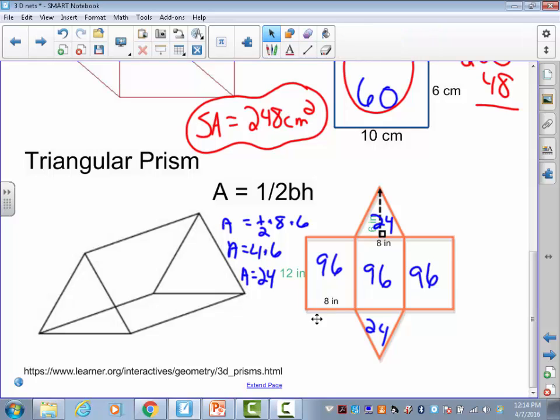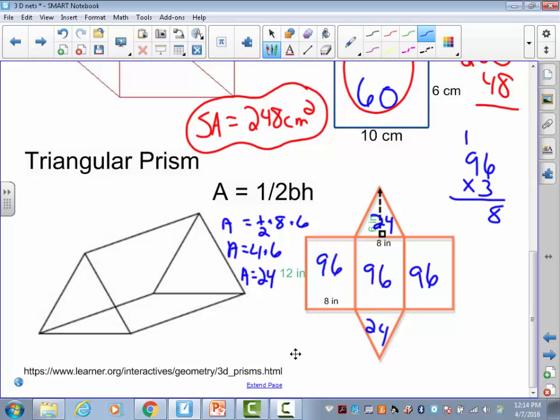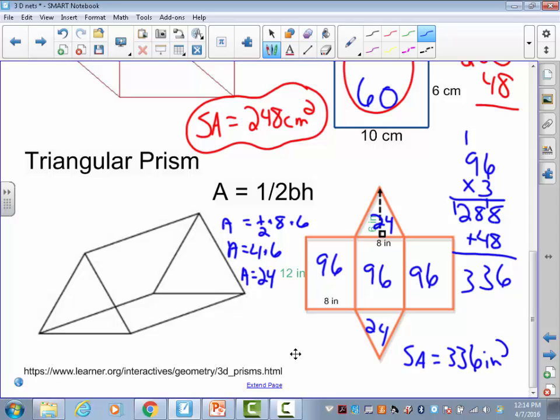So if you would please take a second and add all of our areas up. Hit pause and add the areas up. I'm going to do 96 times 3. Gives me 288. 24 times 2 I know is 48. Add these guys. And I have a surface area here of 336 inches squared.